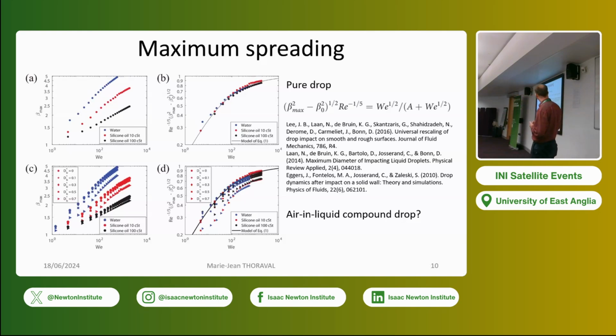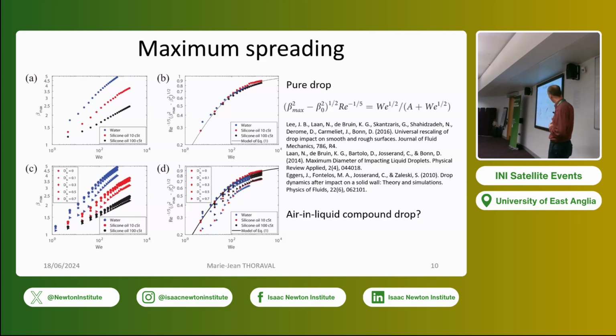We see that as the impact velocity increases, the maximum spreading diameter increases. You have a reduction of the spreading diameter when you increase the viscosity. If we put this in the series that was presented by Christophe yesterday, we have the 2 regimes of Weber and Reynolds numbers, and you have a nice collapse for the full drop. Now, if we put the bubble inside, you have the different curves here. We see that the presence of the bubble decreases the maximum spreading of the drop.